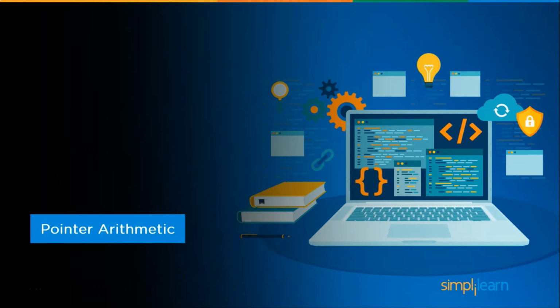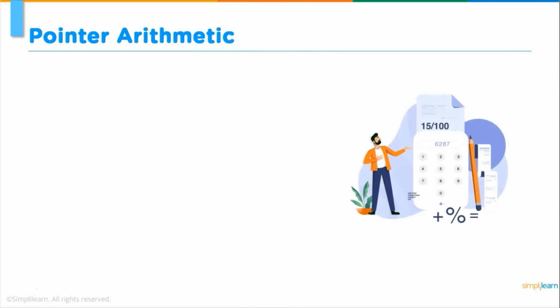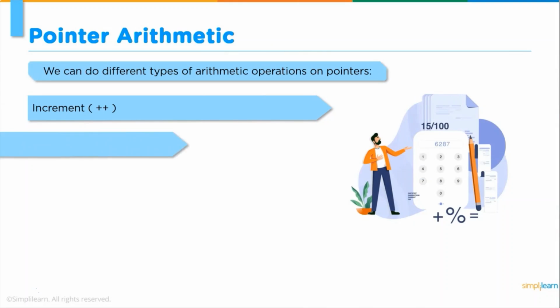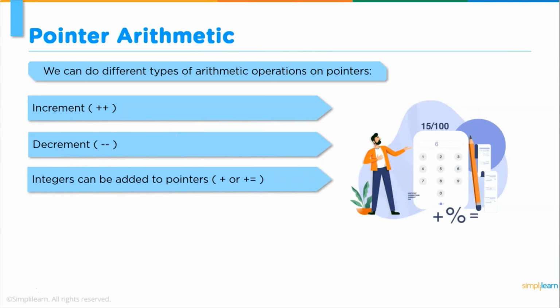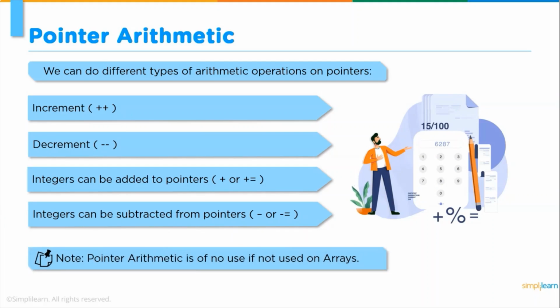Let's talk about pointer arithmetics. We can use four arithmetic operations on pointers: increment, decrement, addition, or subtraction of an integer from a pointer. Since pointers operate on addresses, it only makes sense if we apply pointer arithmetics on sequential data structures like arrays or strings. Let's discuss them in detail.